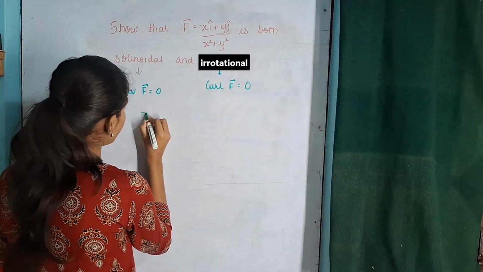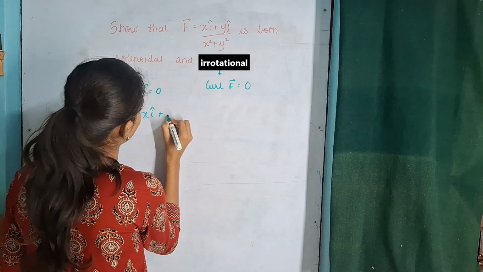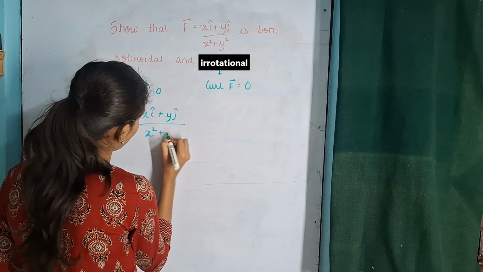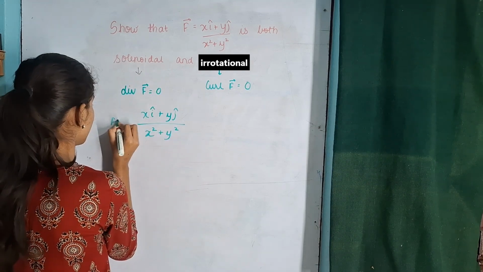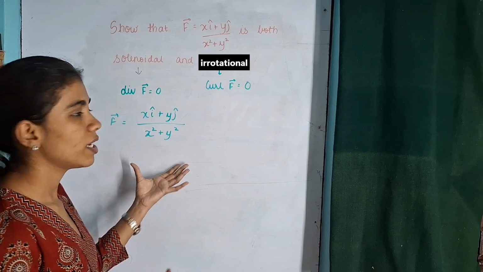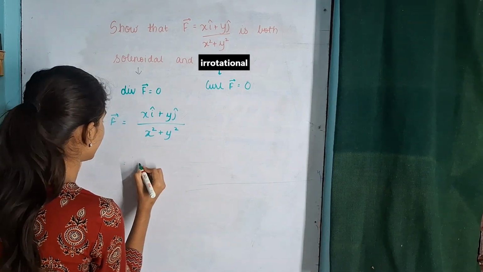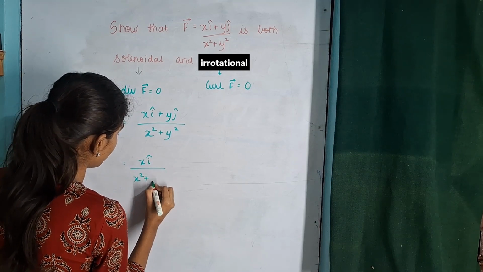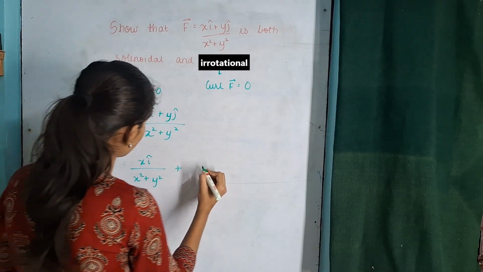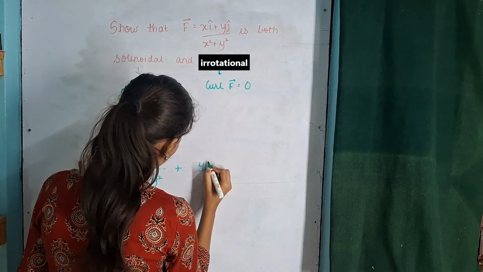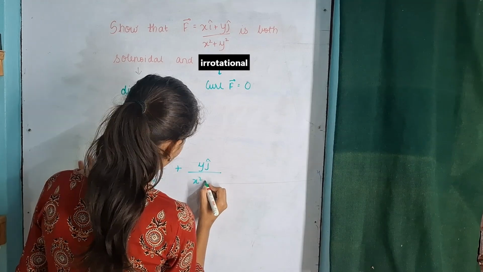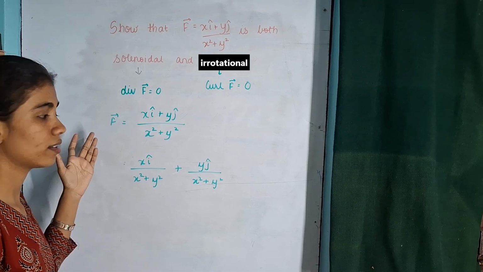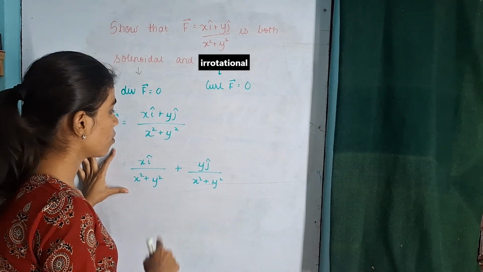The equation is (x i vector plus y j cap) divided by x square plus y square. This is your f vector. Now we'll separate the x terms and the y terms. We'll write x i cap divided by x square plus y square, plus y j cap divided by x square plus y square. If you add these, you will get the same f vector back. This is how we are going to separate it.